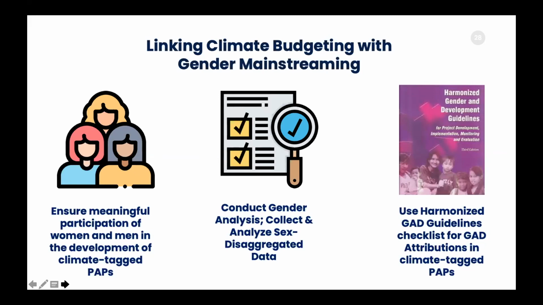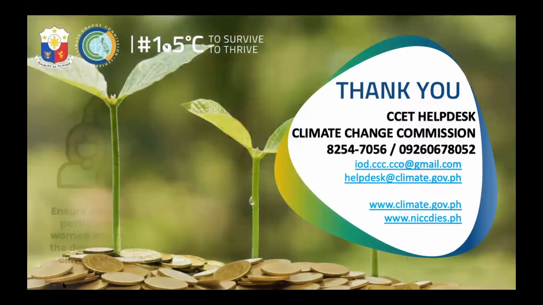And of course, for the planning officers, we know po that the planning officers usually of the agencies are also the ones who are doing the GAD plan and budget. So reminder lang din po to use the Hagadaga checklist po for the GAD attributions in climate tag PAPs. So I think that's the last slide po. Thank you very much.